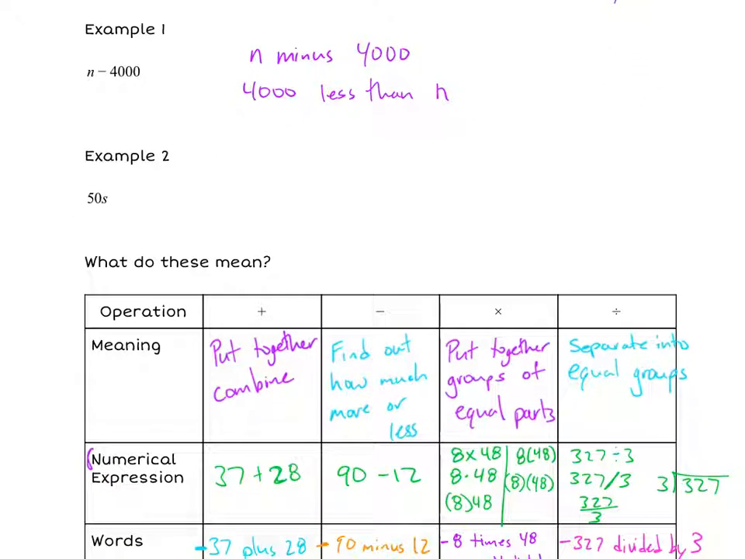What about my next one? Example 2. Write two phrases for that. 50 times s. 50 times s. Good. 50 multiplied by s. 50 multiplied by s.